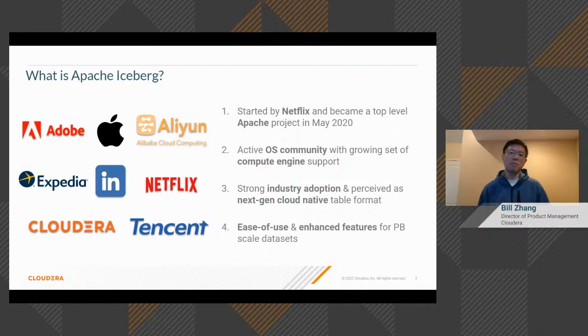Impala, Flink, and more. Also, very strong industry adoption as well, with a number of companies integrating Apache Iceberg with their solutions. It's being perceived as the next generation cloud native table format for multi-engine interoperability and petabyte scale datasets. Now, Apache Iceberg also has some very nice built-in features to address performance, scalability, and ease of use for dealing with very large scale datasets, such as time travel.